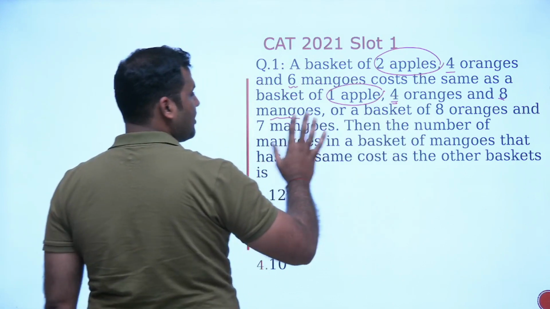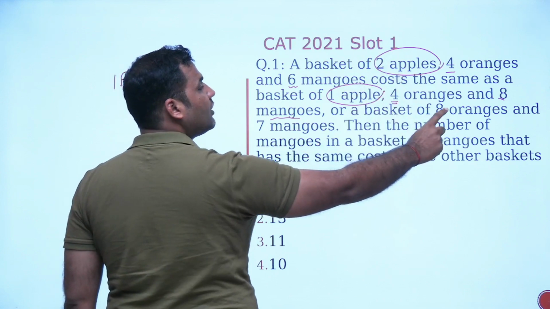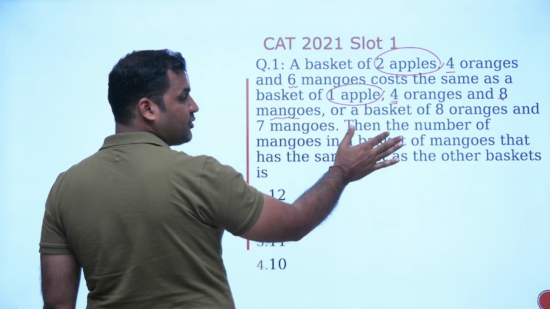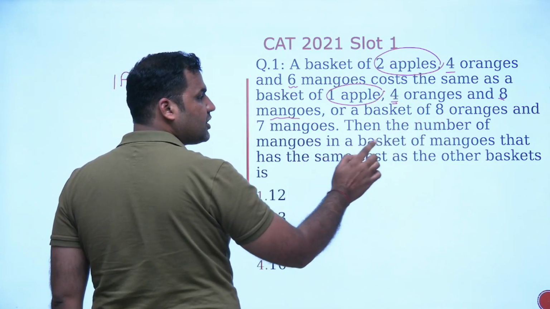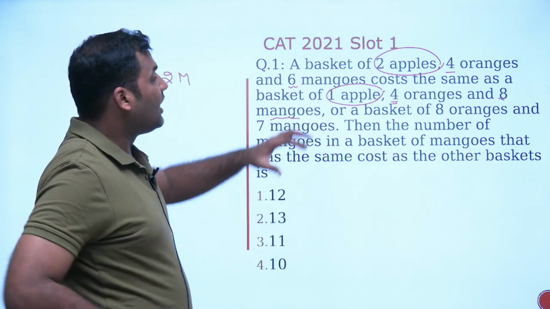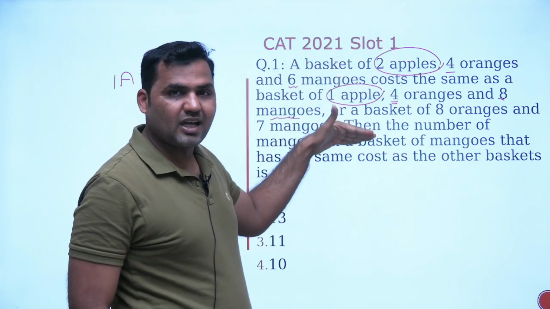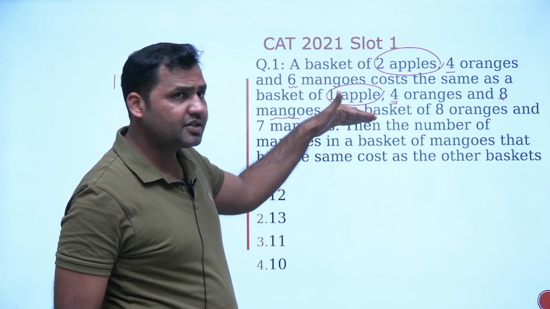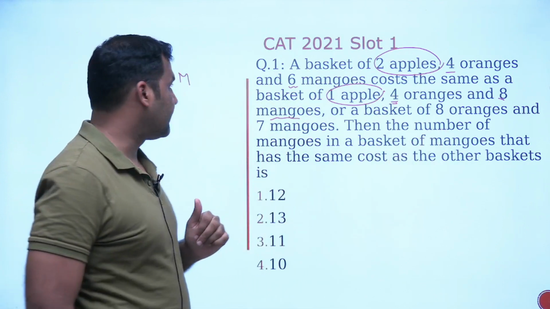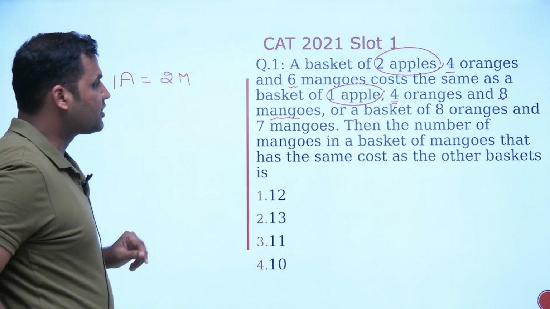Now the question says the same amount of money will also give me 8 oranges and 7 mangoes. And I'm supposed to find out the number of mangoes in a basket of mangoes that has the same cost as the other baskets. That means the amount of money that I'm spending to get these 3 types of baskets, उसी पैसे में मुझे अगर mangoes का basket चाहिए तो उसमें mangoes कितने होंगे? Okay. So guys, we get to know कि 1 apple is same as 2 mangoes, right?